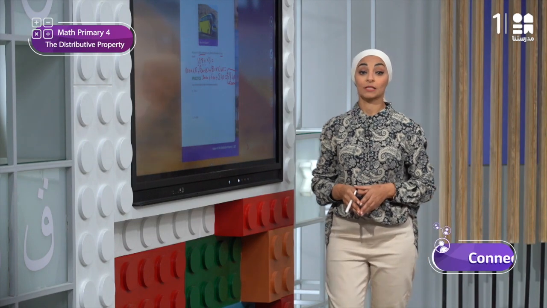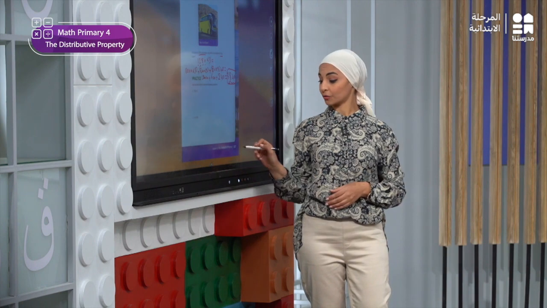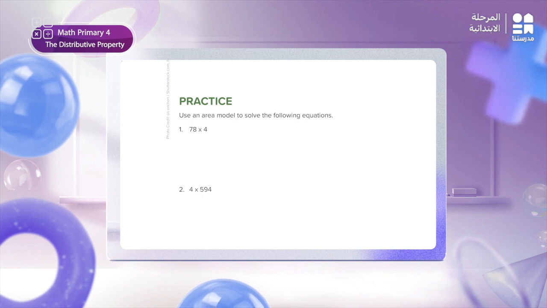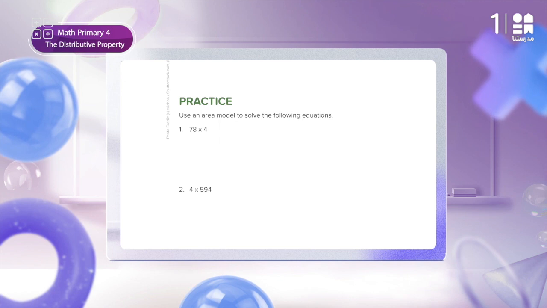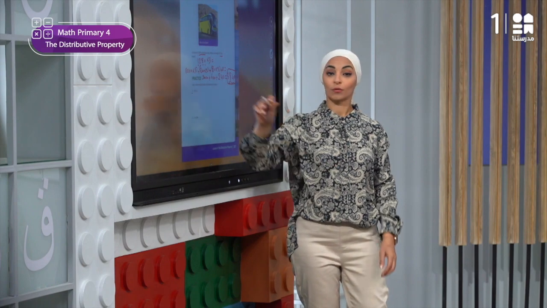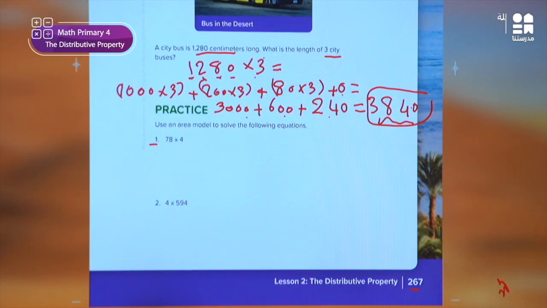And now in the practice part in your school book on page 267 and 268, there are some practice problems. We will solve them using the area model to apply what we have learned. Let's solve some of them. And now I am sure you can solve the rest. Okay? Now let's start with problem number 1.